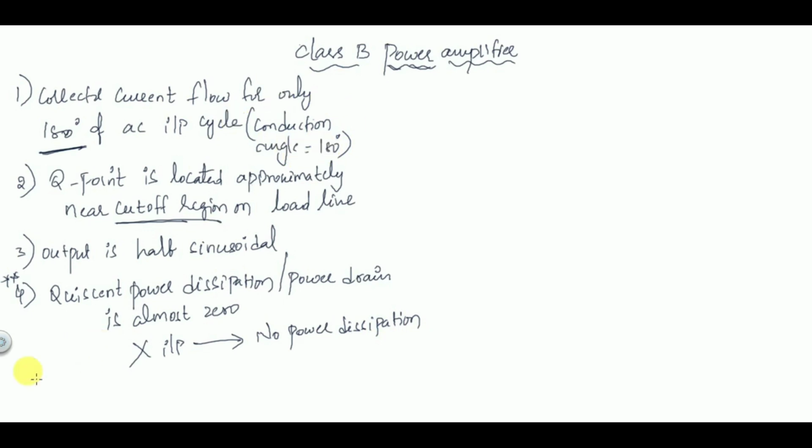Okay, so class B power amplifier also uses transformer. Class B power amplifier also uses transformer only.